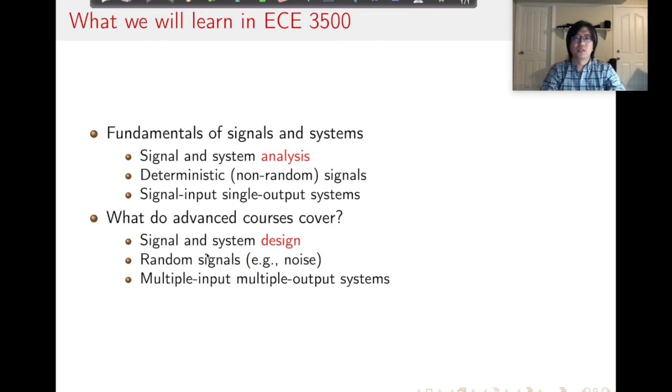And also we're going to focus on single input and single output systems, which means that only one signal input and one signal output, okay? So in contrast, in practice, we also have multiple input and multiple output systems. For example, one famous example is a multiple antenna system. Let's say the transmitter may have multiple antennas and the receiver may have multiple antennas. So this is basically a multiple input and multiple output system. We call such a system a MIMO system, which is widely used in practice today, like in 4G and 5G communication systems, and also used in our Wi-Fi systems. Okay, very good.